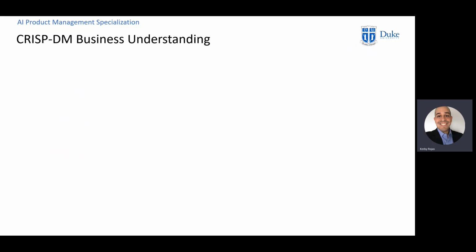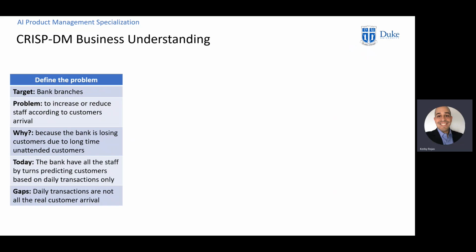So using the CRISP-DM business understanding to define the problem, we got the target: the bank branches. The problem is to increase or reduce staff according to the needs of the customers' arrivals. Why? Because the bank is losing business or losing customers due to long times in attending customers. Today, the bank allocates staff by turns, predicting customers based on daily transactions only. They don't use anything more than that. The gap: daily transactions are not all the real customer arrivals. As I said before, there are more people coming in who are not attended.